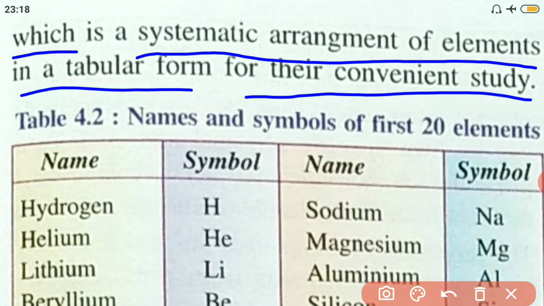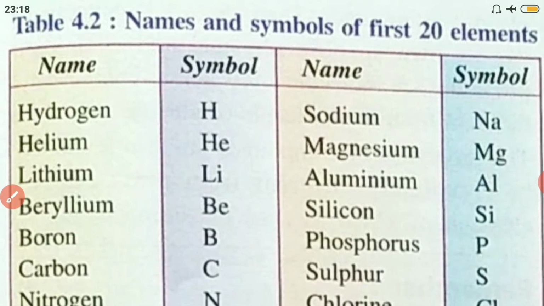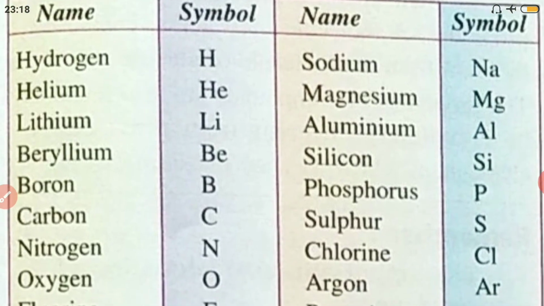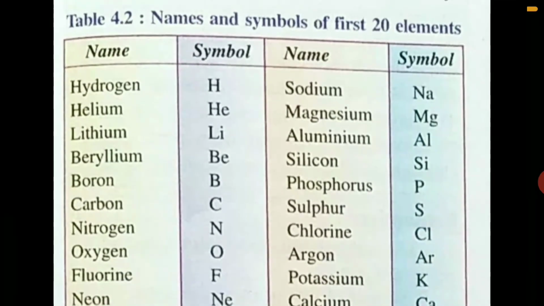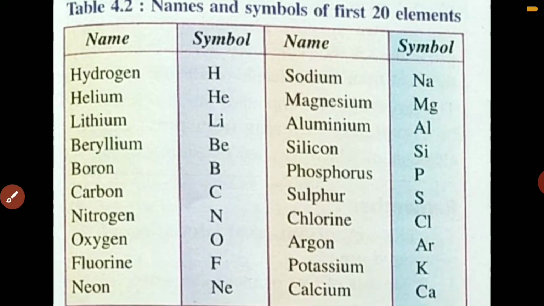While grouping them, so names and symbols of the first 20 elements: hydrogen H, helium He, lithium Li, etc. So I think you can learn this table. Please learn this table, table number 4.2. Please learn the symbols of the elements. These are the first 20 elements in the periodic table.